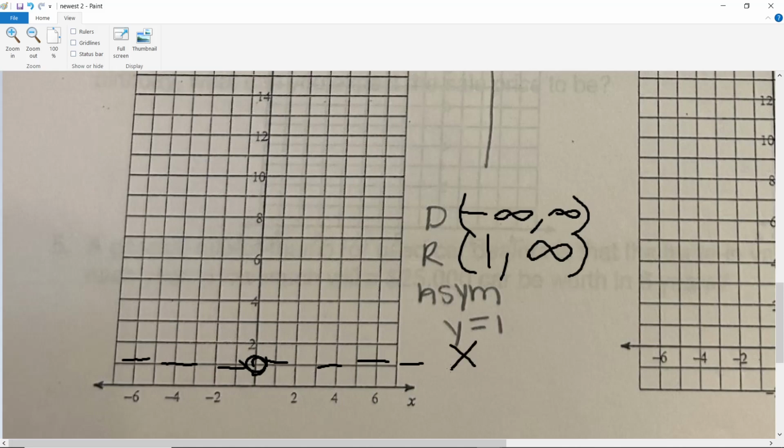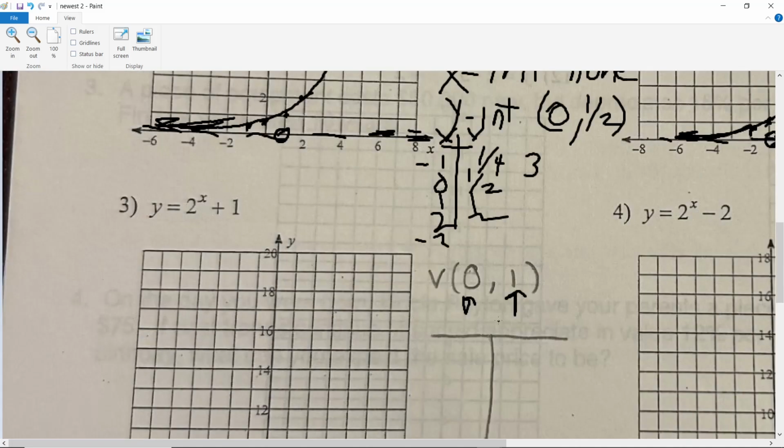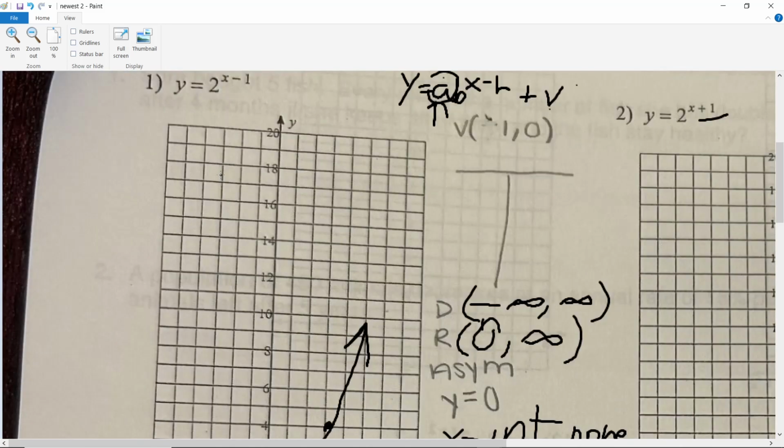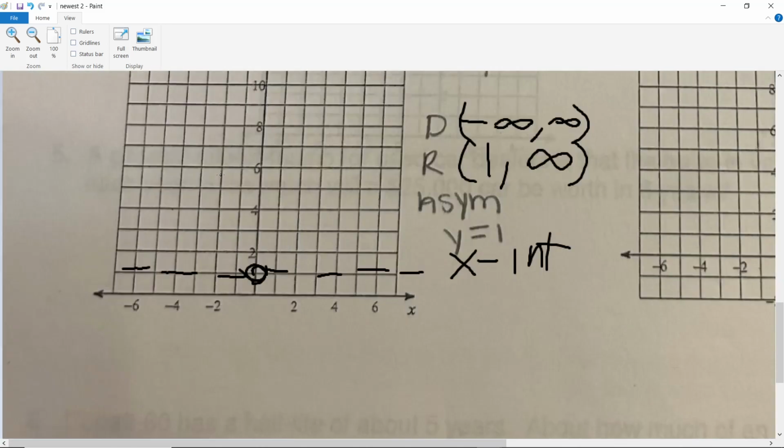And x-intercept, what have I told you? If the v is 1 and this is just positive, the a in this general form, a times b to the x minus h plus v, is a positive number, there is no x-intercept, none. And the y-intercept is when x is 0.